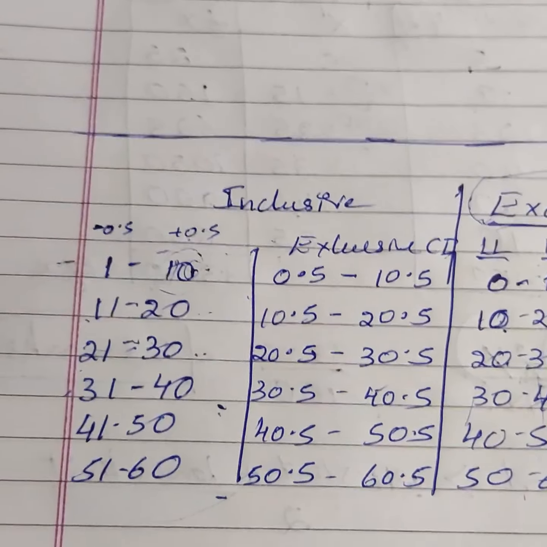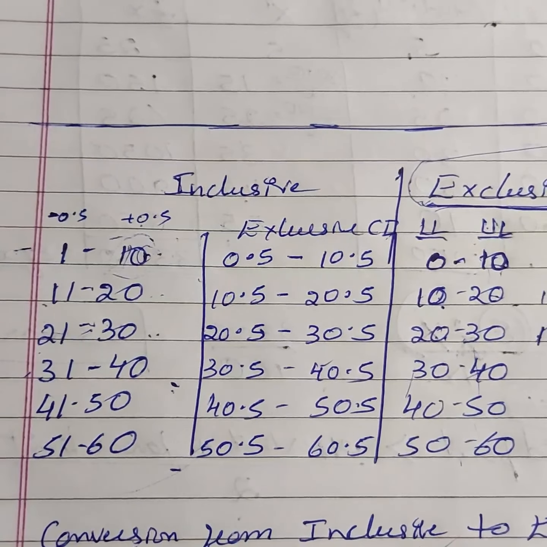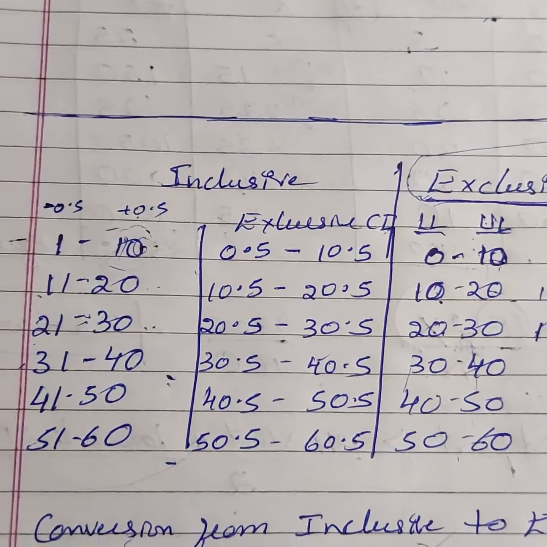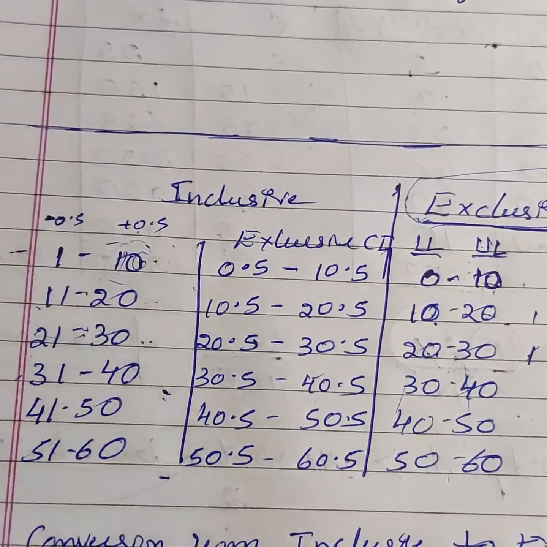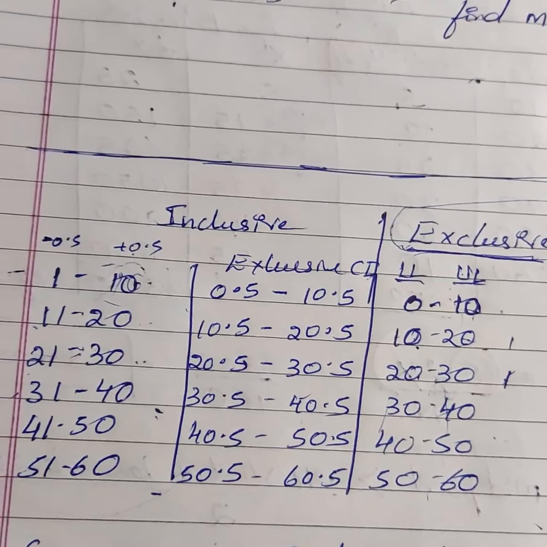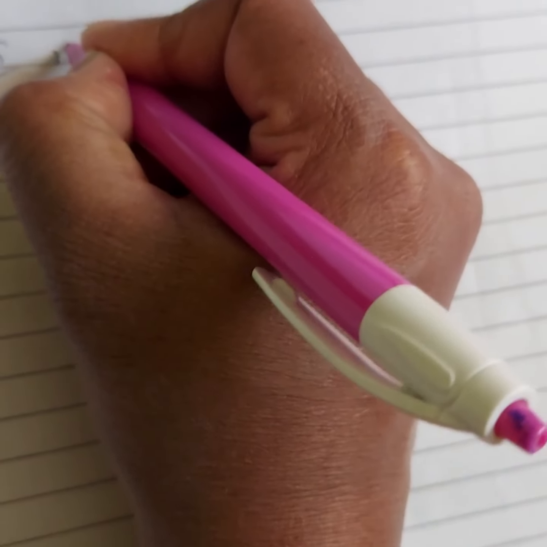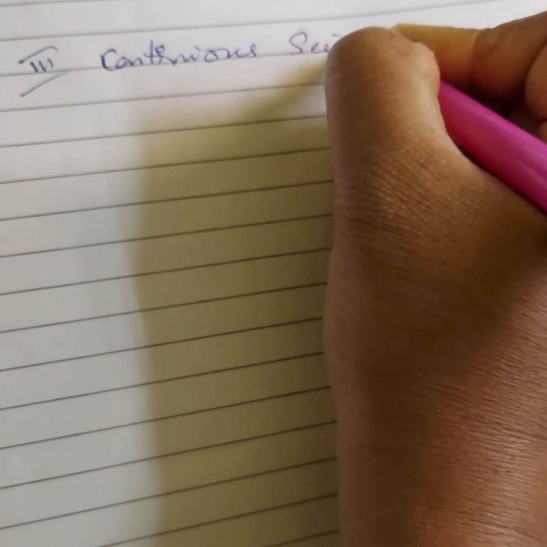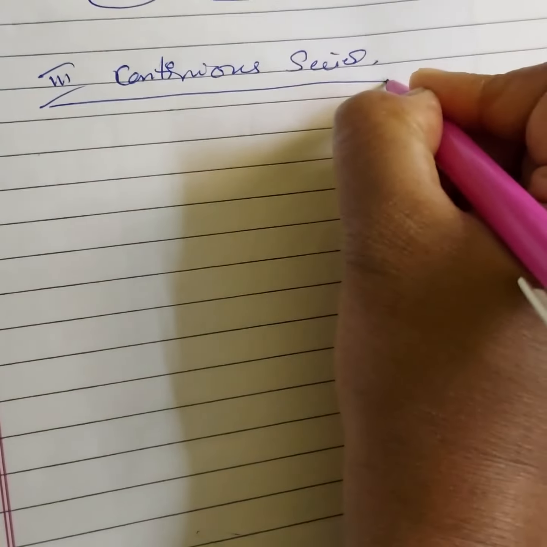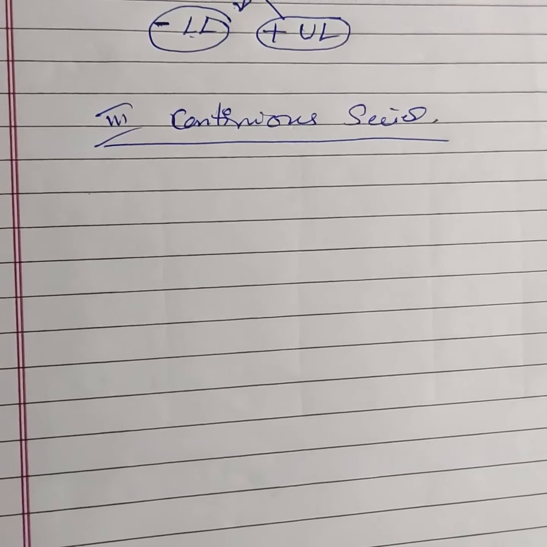Till now we were doing calculation of mean from individual series and discrete series. Since you have already learned how to convert inclusive to exclusive class intervals, let us do a problem on continuous series. So next, the third method, is continuous series. Let's calculate problems related to continuous series.